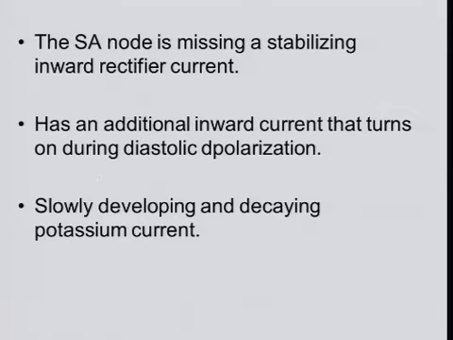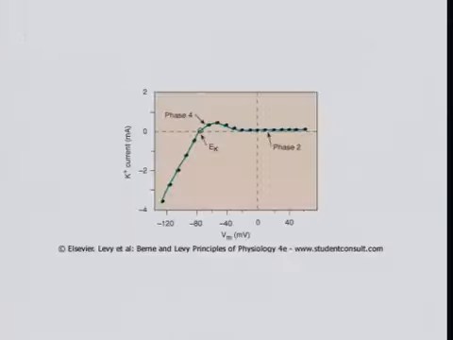But there's also an additional inward current, this IF or IH or IQ, that turns on during diastolic depolarization. It is called the pacemaker current as well, and it is without a doubt an important pacemaker modulatory current under its very strong neurohormonal control. And so the magnitude of that current can and does play an extremely important role in regulating the rate at which your physiologic pacemaker fires in response to neurohormonal interactions. And it also then requires the slowly developing and slowly decaying away potassium current, that delayed rectifier. And that's what sets up these oscillations.